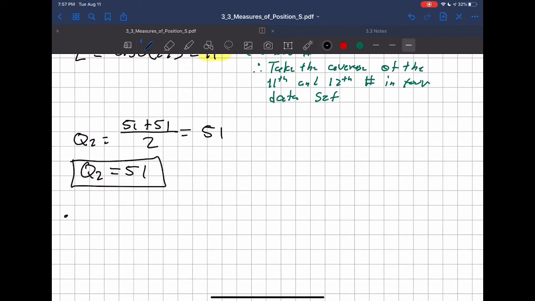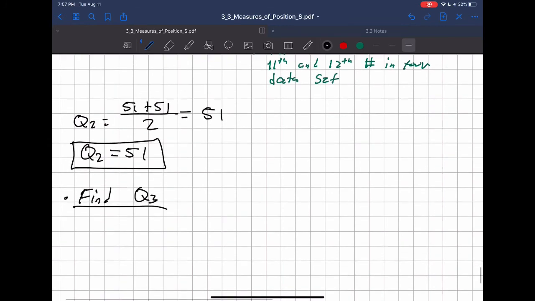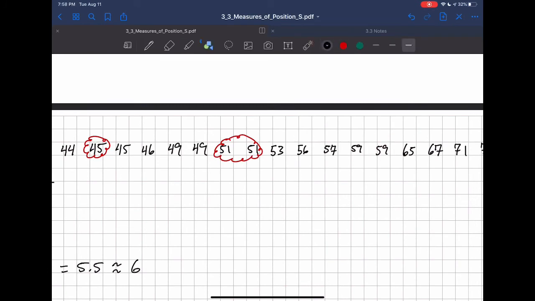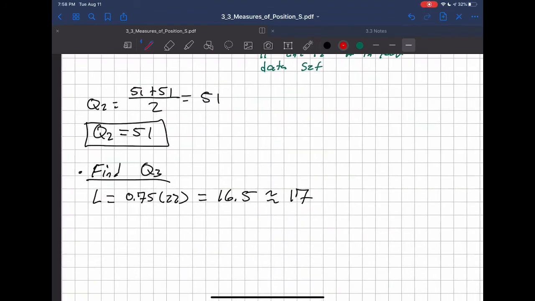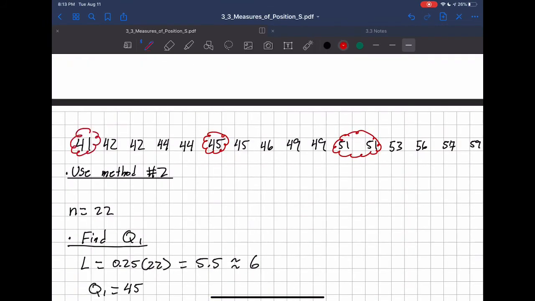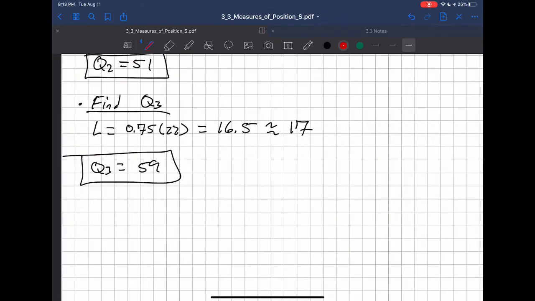To find the third quartile, we compute our L, and this gives us 16.5, which we round up to 17. So the 17th number is our third quartile, which in this case is 59. Then you want to find the minimum and maximum values of your dataset. Here, the minimum value is 41 and the maximum value is 100.